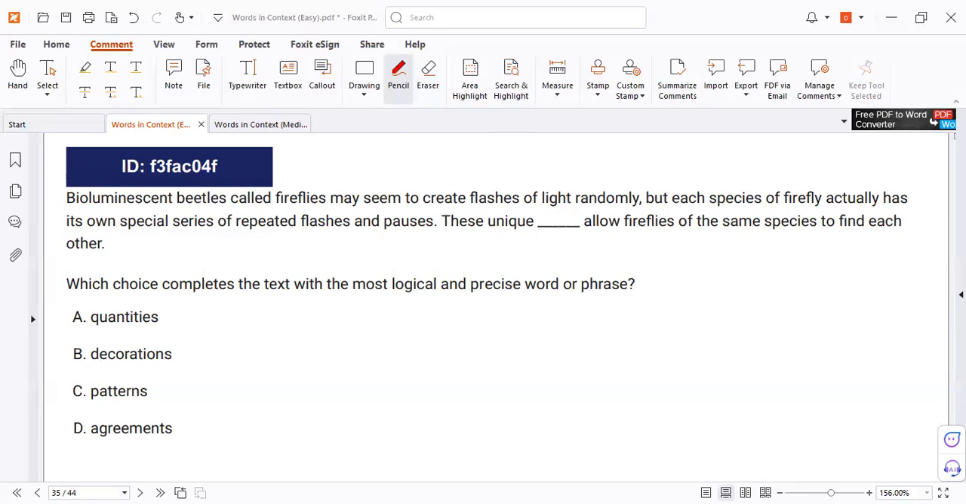Letter A. No. Then C. Look, we test you for the subject. These what? Subject, allow, verb, fireflies, object. So these what allow fireflies of the same species to find each other.